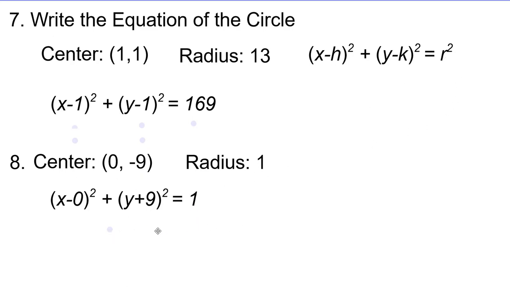Now on this problem, we can simplify this down because when we subtract 0 from anything, it stays the same. So that's just going to be x squared plus y plus 9 squared is equal to 1. And that's how the equation of the circle is going to go when we're looking at this on the answer bank.